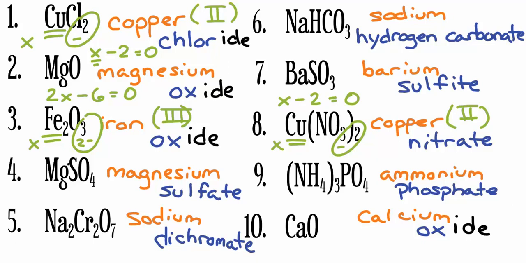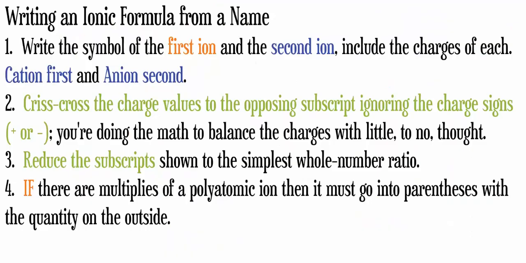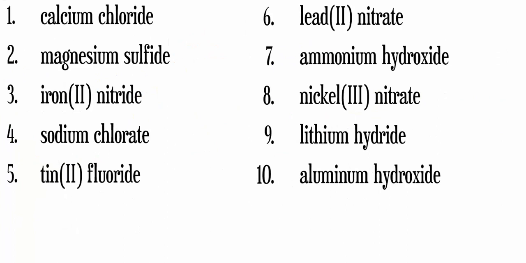Writing an ionic formula from a name. First, write the symbol of the first ion, and then the second ion. Include the charges of each. The cation, or the electropositive one, will always come first. Then we'll have the anion, the most electronegative one. With the charges in place, we'll crisscross the charge values, ignoring the charge sign. So we could very well erase positives and negatives, or just simply mentally ignore them. When we crisscross, we're going to bring the superscripted charge number down to the subscripted quantity.